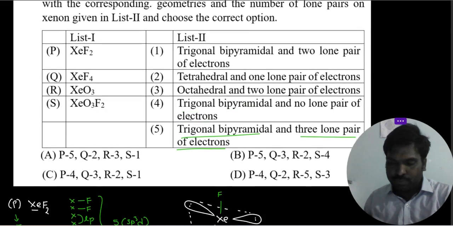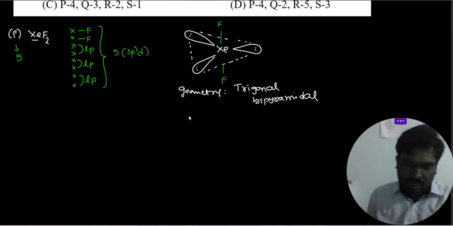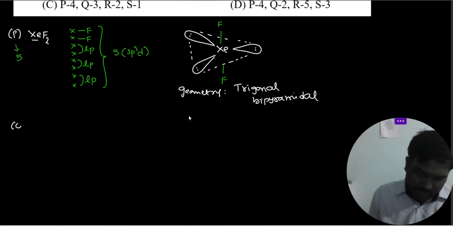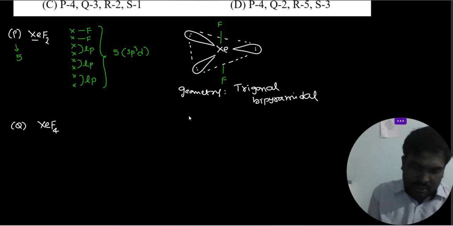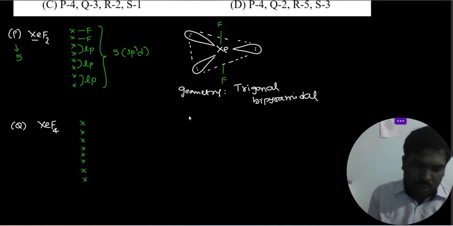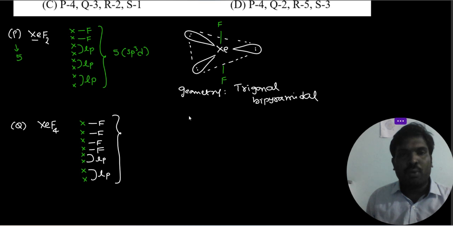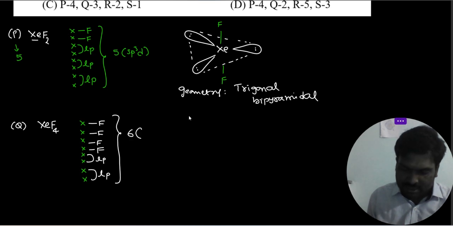Now coming to XeF4. Xenon is group 18, 8 valence electrons. Fluorine is monovalent, only 1 bond can form. So 4 fluorines make 4 bond pairs. The remaining are lone pairs. Then total 4 bond pairs and 2 lone pairs, which is 6.